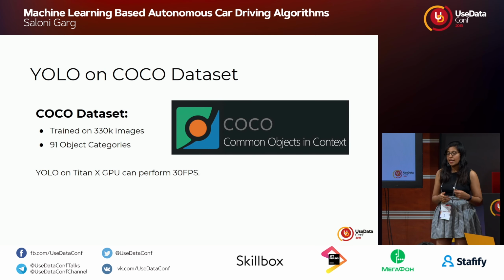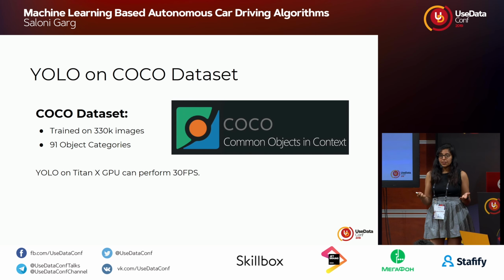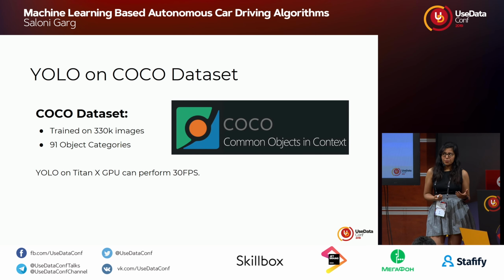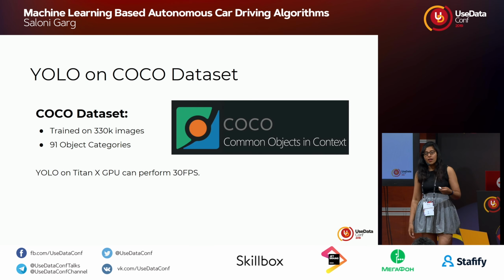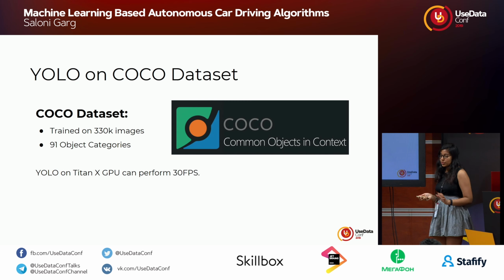The COCO dataset, as you might know, is a dataset of 330K images, and it can classify up to 91 objects well. For example, if you feed a video of this room, it will be able to detect the number of people, the number of males, females, laptops, bottles, etc. It very well detects 91 common objects that it is trained for.